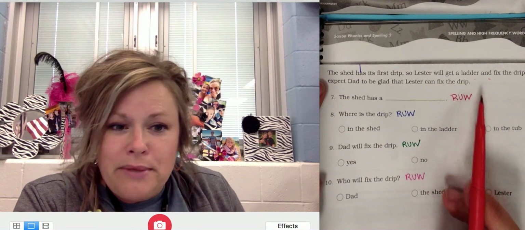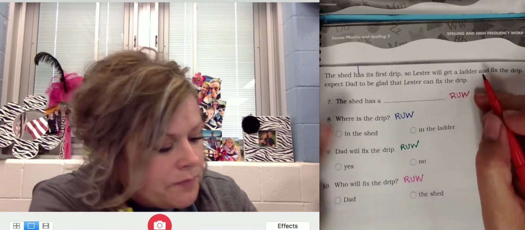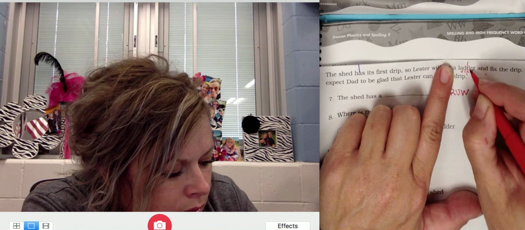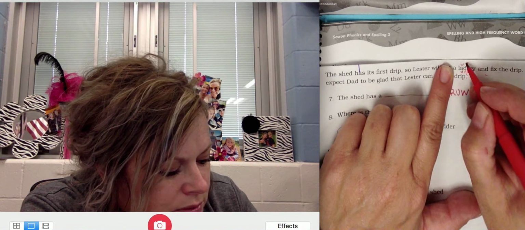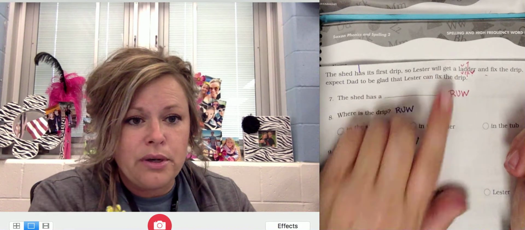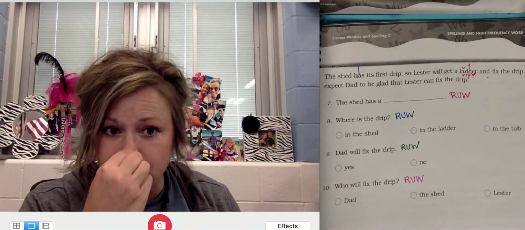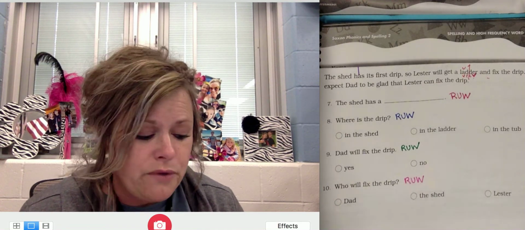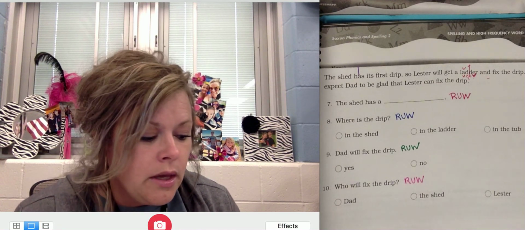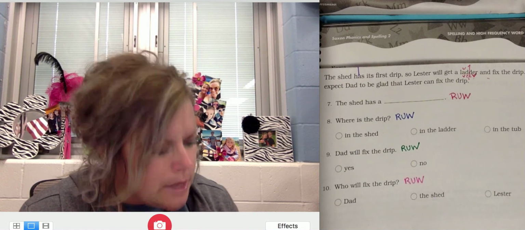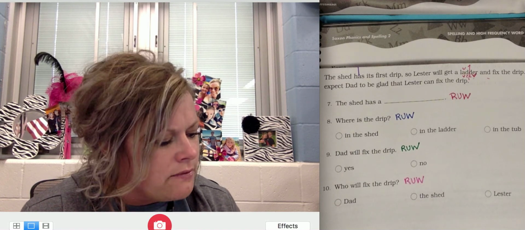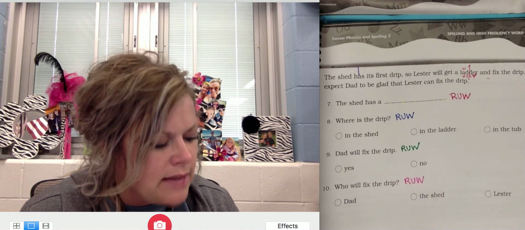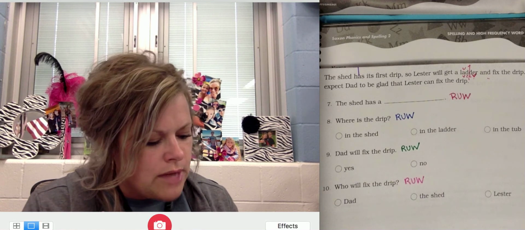Okay, now I was telling you, if you didn't know this word here, you could code it out and be able to figure out this word. And that word is ladder. I did help you with it, but I want to make sure you know that it's okay to code words that you don't know if you don't have an adult there. So the shed has its first drip, so Lester will get a ladder and fix the drip. Oh, I see. I expect Dad to be glad that Lester can fix the drip.